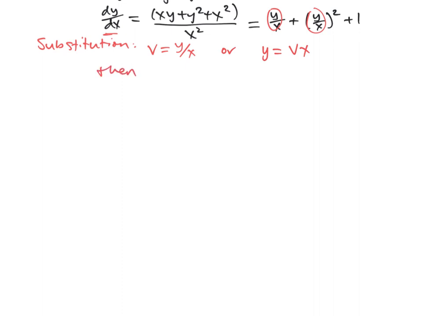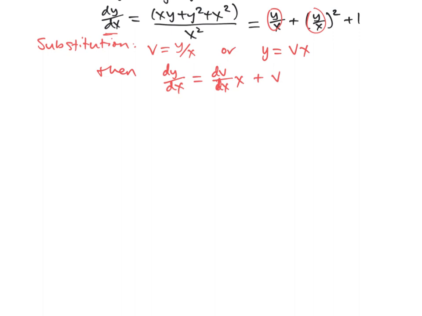So then we can take the derivative with respect to x on both sides, and we get dy dx. We can use the product rule now instead, equals dv dx times x, we'll leave the second term alone, plus v times the derivative of x, which is just 1.